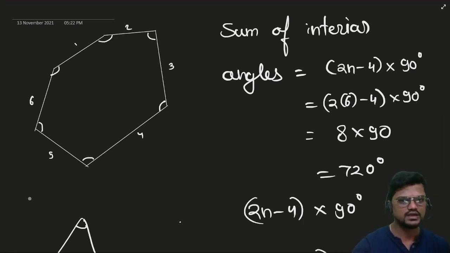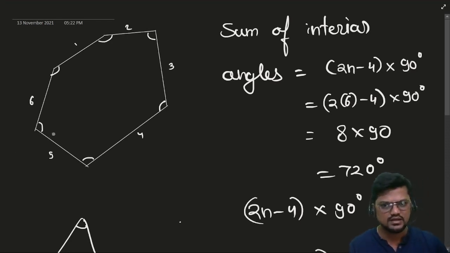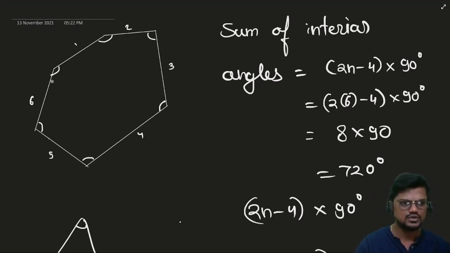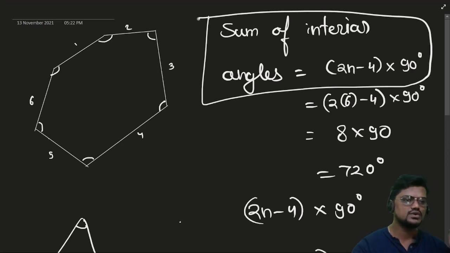Even if you want to check it, draw any kind of figure like this. You can try it at your home. Measure this angle, this angle, this angle, and all the angles, and add all of them. You will get whatever we are getting with the formula. You can also do the trial at your home. Got it? Please note this formula: sum of interior angles for a polygon is (2n minus 4) into 90 degrees.